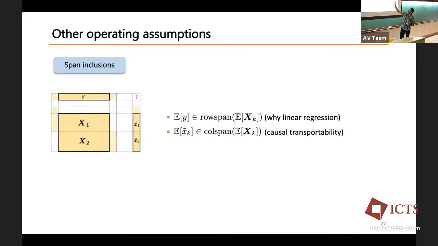That's really what motivates linear regression. The second thing is that this X tilde 1, X tilde 2 lies in the column span of X1 and X2. That is what lets you transport your model from your YX1 to your X tilde 1. So this span inclusion in some sense is our version of why you can generalize. But no distributional assumptions are really being made on the X's and the Y's, or in expectation at least.